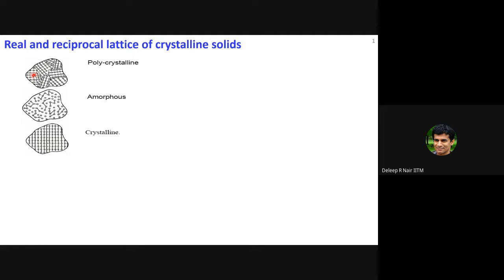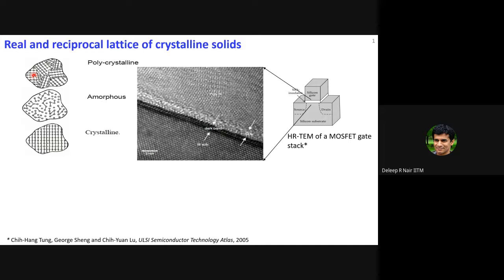In order to make an IC or a semiconductor device, we require all three materials. For example, this is a high resolution TEM of the gate stack of a MOS transistor. So here the substrate you can see is made of crystalline silicon. So you can see atoms arranged in a regular order. The gate on the other hand is made of polycrystalline silicon. So here you can see one grain, here you can see another grain, here you can see another grain. So they are all with a different orientation.